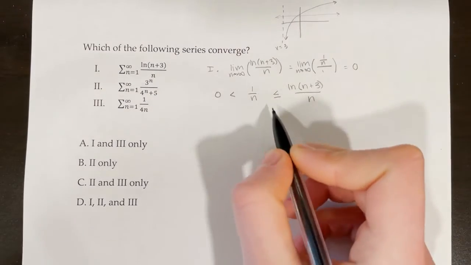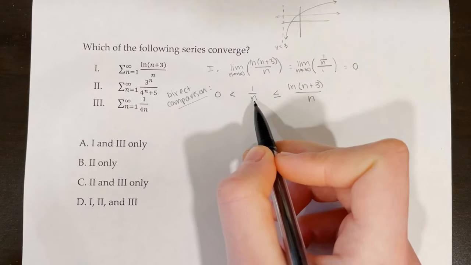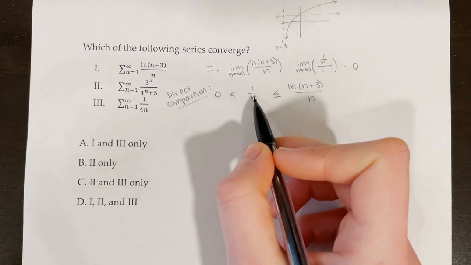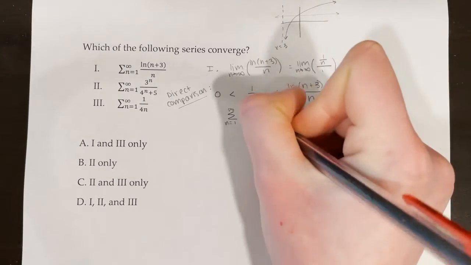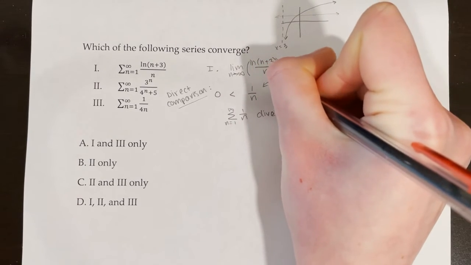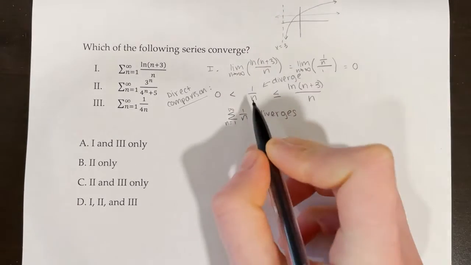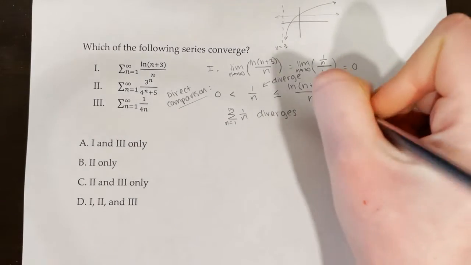0 is less than 1 over n is less than or equal to the natural log of n plus 3 over n. Now let's think about what happens if we have the series from n equals 1 to infinity of 1 over n. That's the harmonic series, so that's going to diverge. So if we know that the smaller series diverges, anything that's bigger than that diverging series is also going to have to diverge.